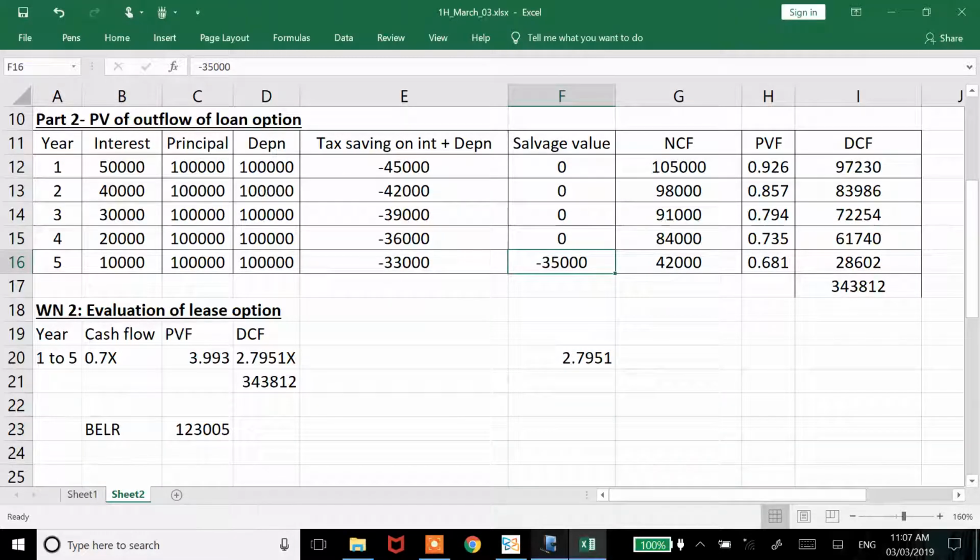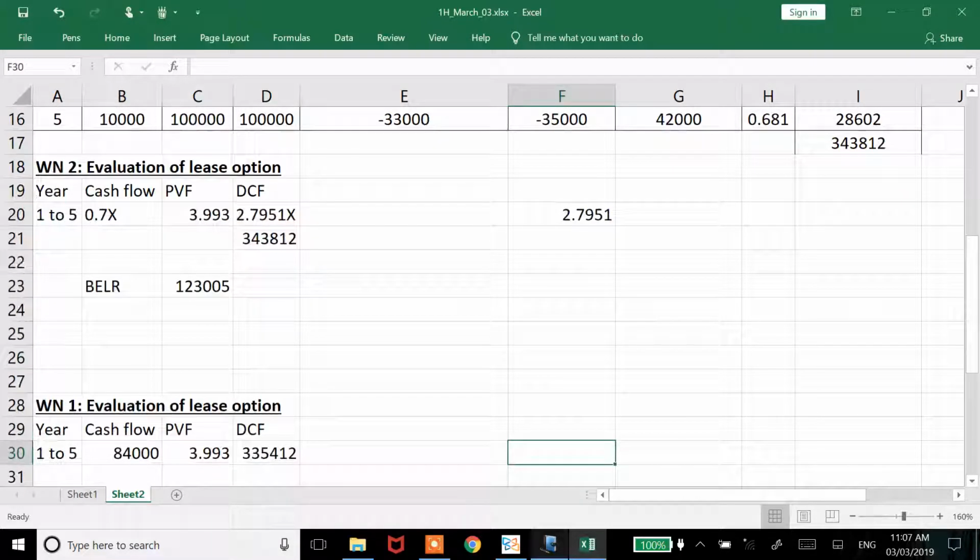Point number 1, present value of lease option. Present value of lease option would continue to be 335,412. Any doubts on this?